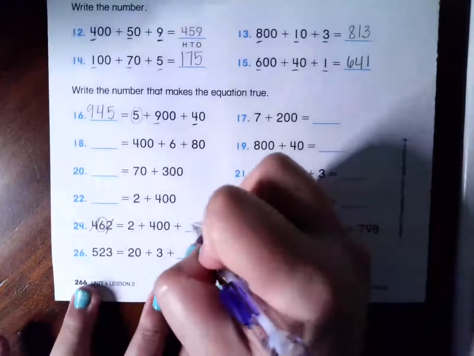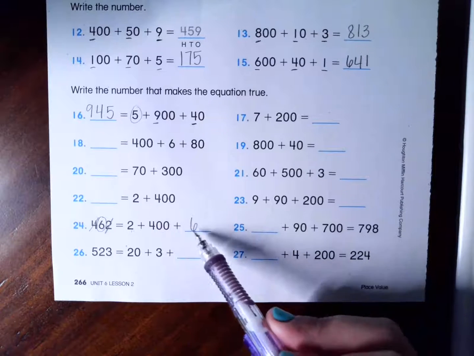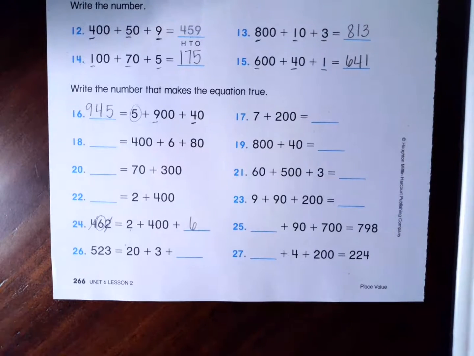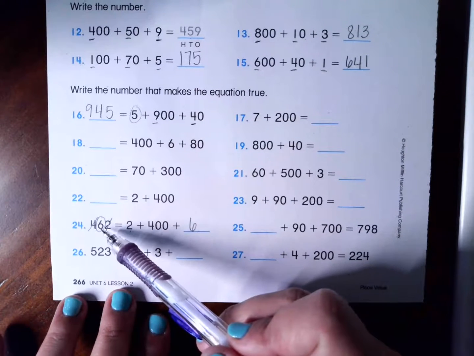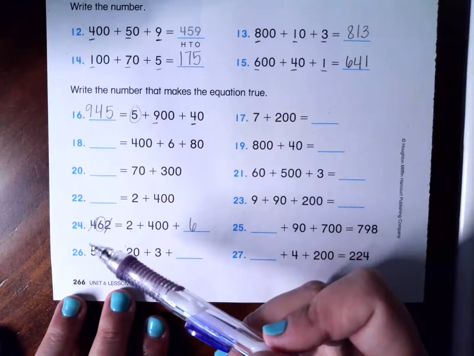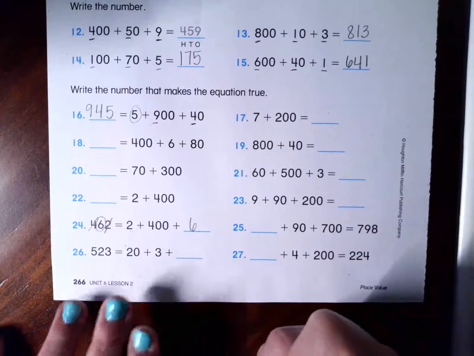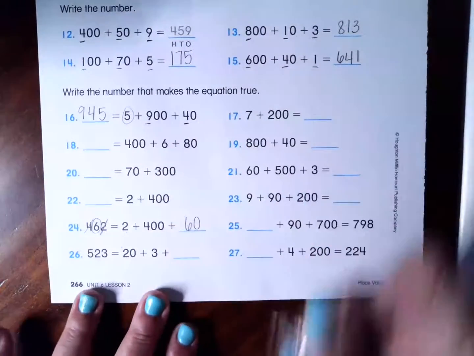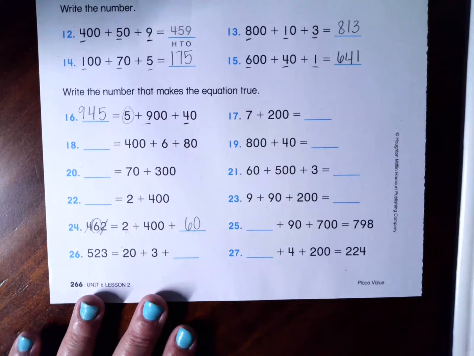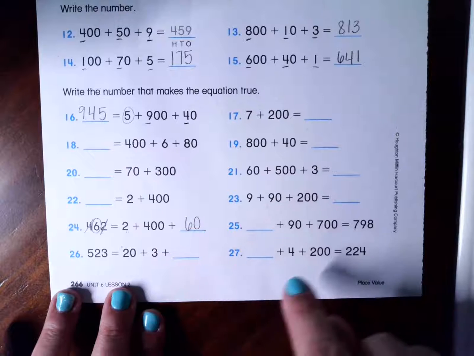Well, I know I'm not just going to write a 6 because 2 plus 400 plus 6 equals 408, right? And that is not what I need. I have a 6 and it's in my tens town. So what does that stand for? What is that value? If I have 6 tens, my value is 60. So be careful on 24, 25, 26, and 27.